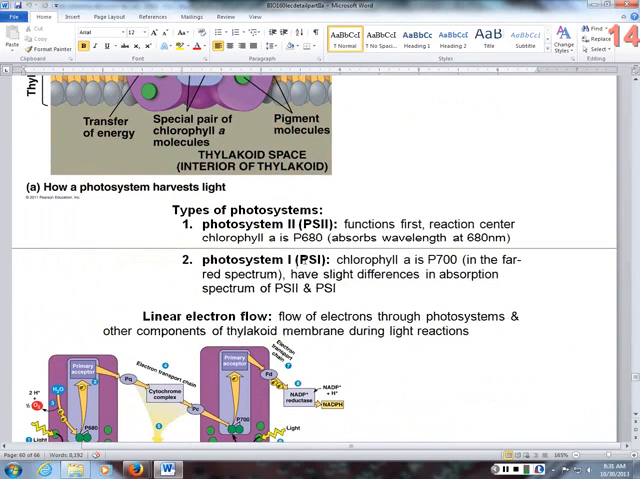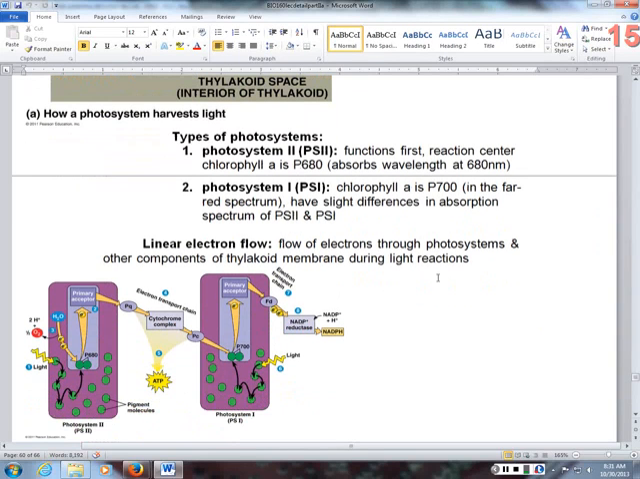So we have two photosystems, and they are numbered based on the order they were discovered, not in the order that they're used. Photosystem 2 is going to be the one that functions first. The reaction center chlorophyll A there is going to absorb a wavelength at 680 nanometers. And then your photosystem 1 uses chlorophyll A as well, but it's going to absorb at P700, or 700 nanometers. So there's a slight difference of wavelengths that they're going to absorb.